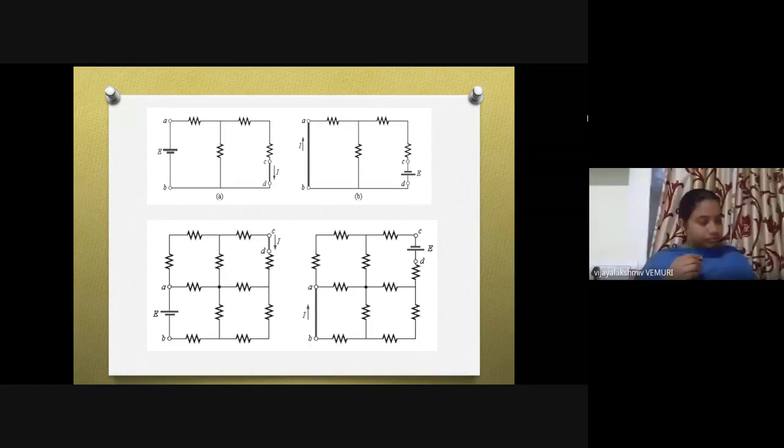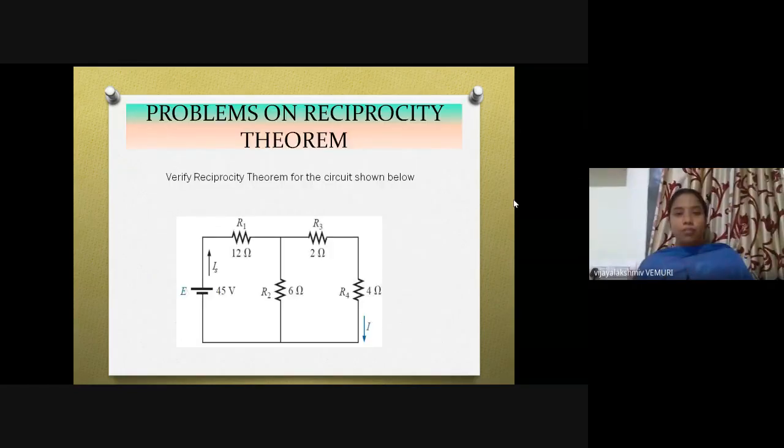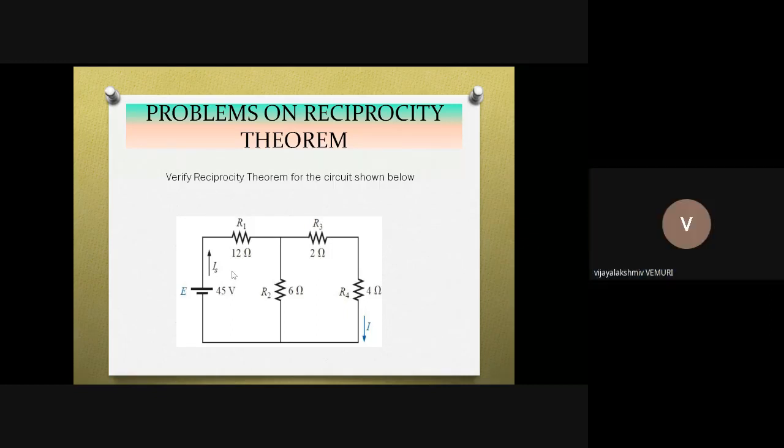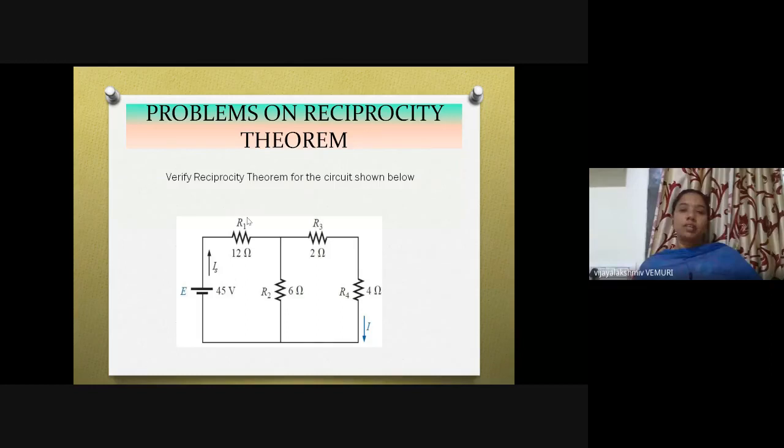Right. So let us go to the problem on reciprocity theorem. You are asked to verify the reciprocity theorem for this circuit. Is anyone finding any difficulty? Okay. So you are asked to verify the reciprocity theorem for this circuit which is shown here. How will you do that? You can use any method to solve this. I'll just share my Jamboard to make you understand.